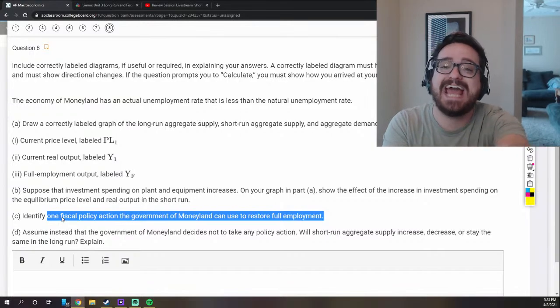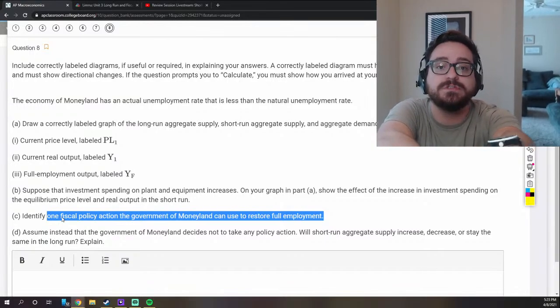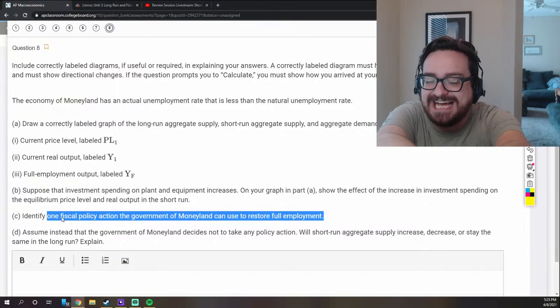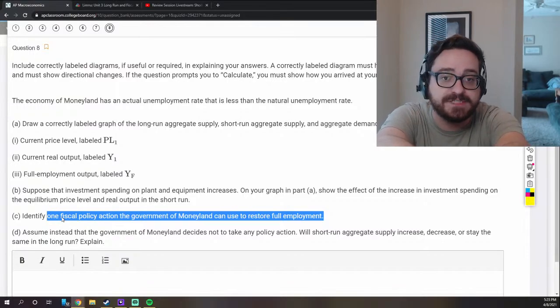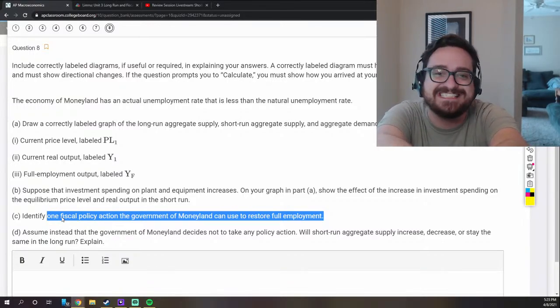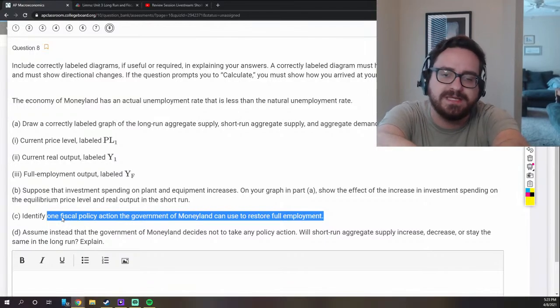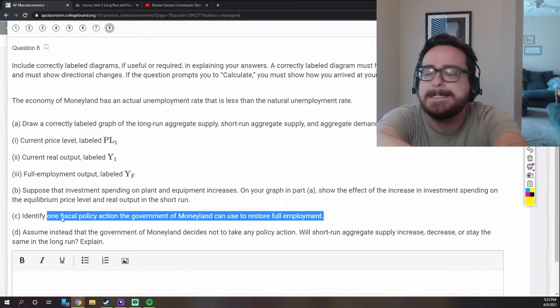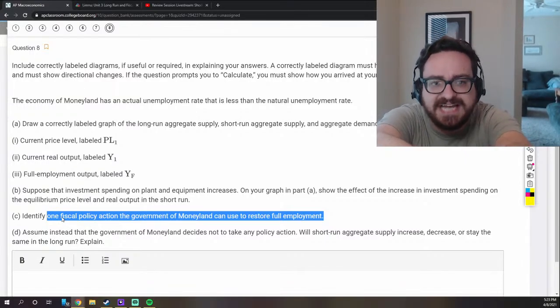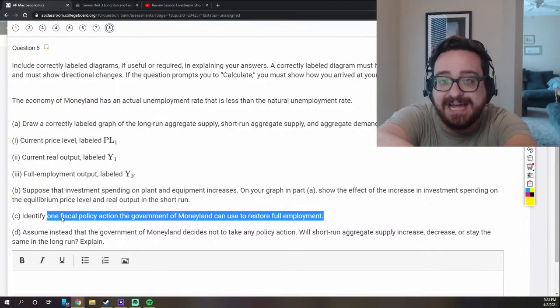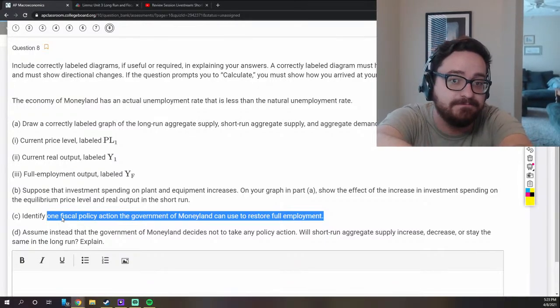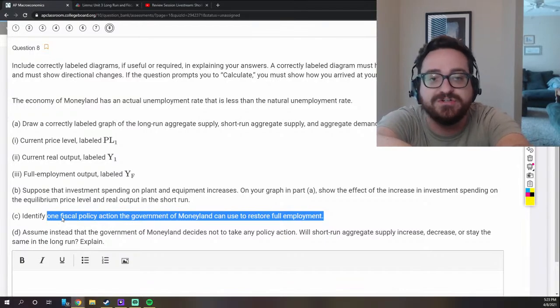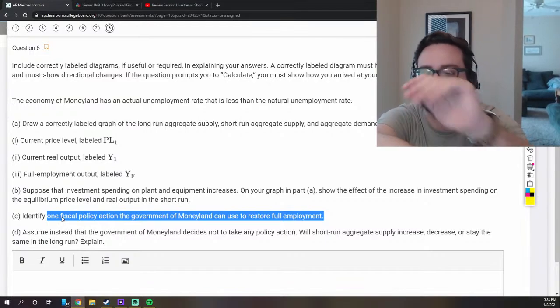A fiscal policy action is an actual literal thing they would do, like lowering government spending or raising taxes. Either of those would work. Again, when it's fiscal policy, you're always thinking government spending and taxes. Those are the two fiscal policies you got to have ready to go. So if I need my economy to slow down, I would want the government to be spending less, or I'd want them to be taxing more, because either one of those will reduce overall spending levels.